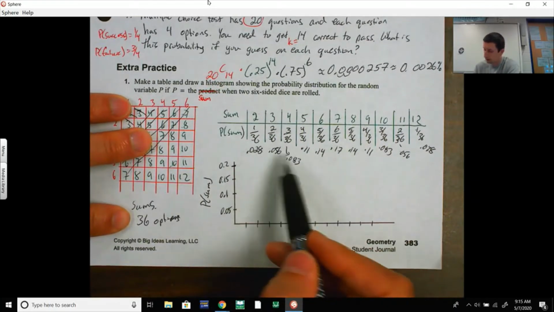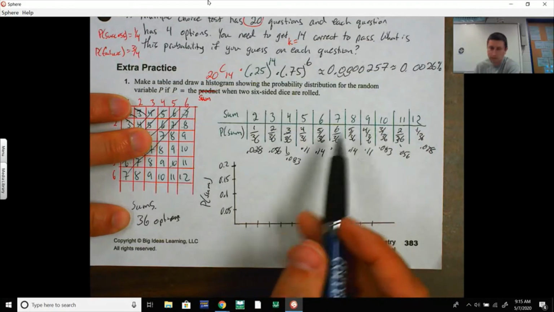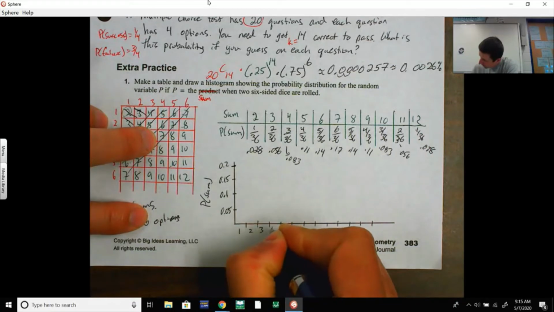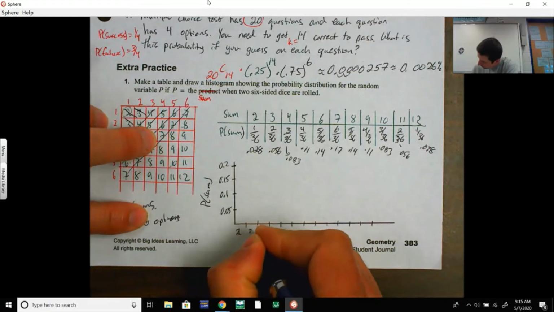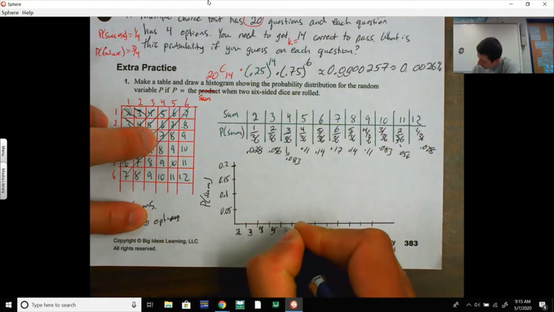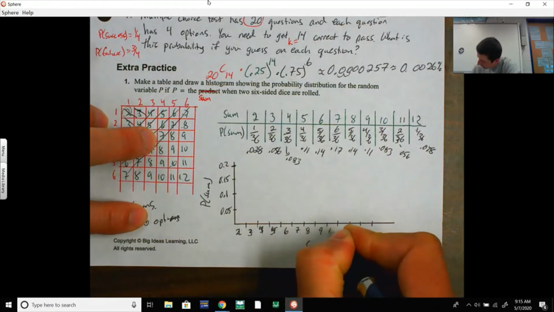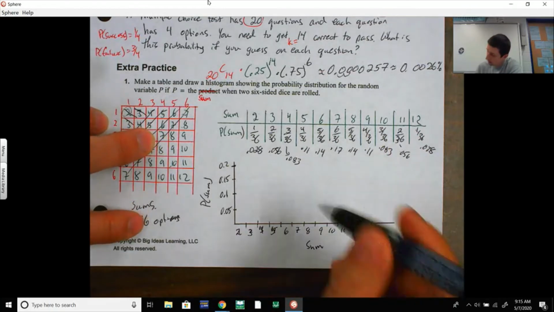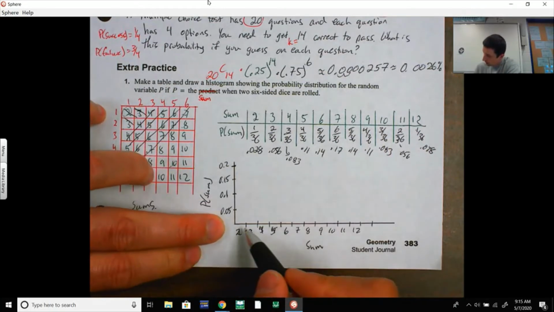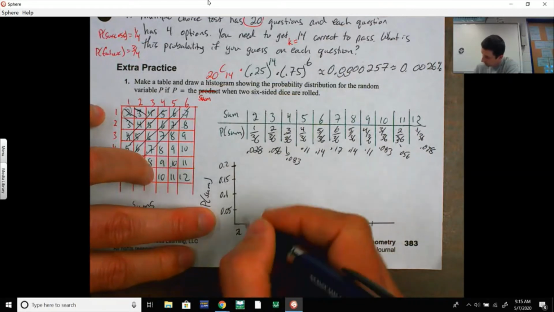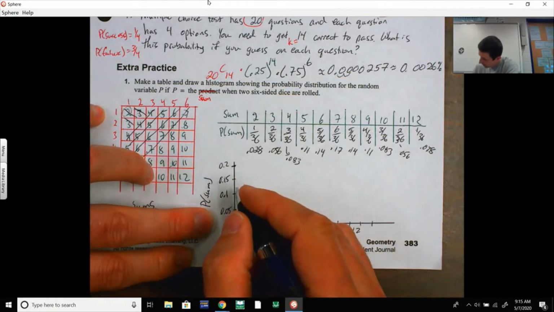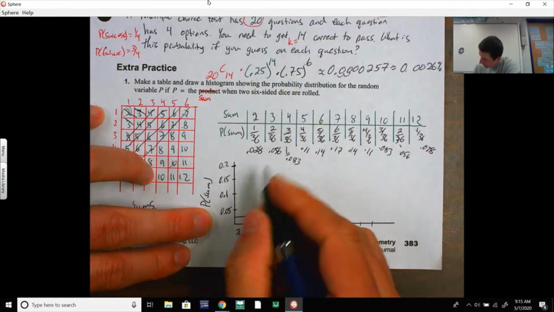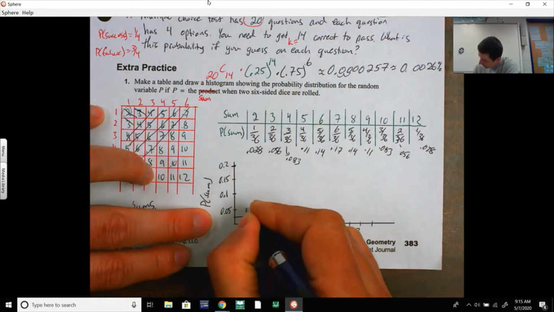Okay, these are your probabilities of getting these numbers. So probability distribution is just this chart. The histogram, we got 2, 3, 4, 5, 6, 7, 8, 9, 10, 11, and 12. Okay, so those are the different values that we have here with our probability distribution. So we're just going to draw each one. So a 2 was 0.028. That would be right there. 3 was 0.056. That'd be a little bit higher right there.